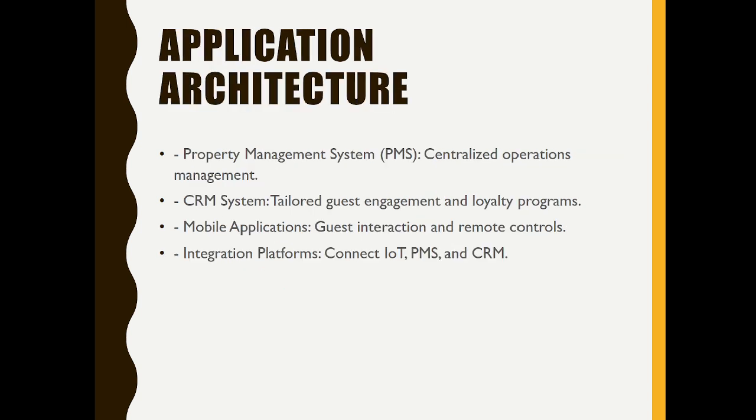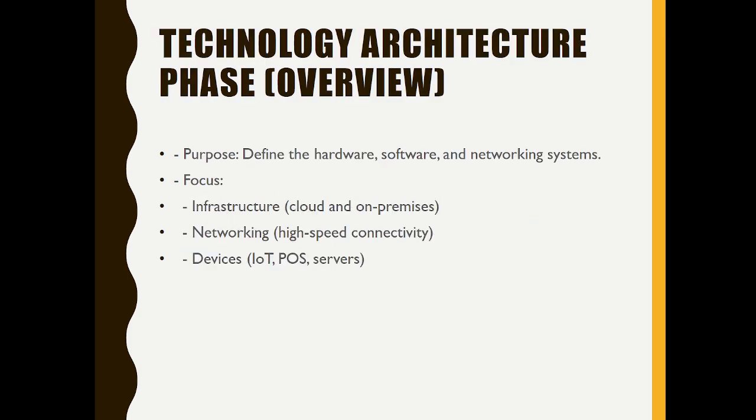For the PMS, the property management system, as we said, we can use Opera. It uses Java, a centralized operations management system, and the CRM for guest engagement and loyalty programs, mobile applications as an additional part, and integration platforms connecting IoT, PMS, and the CRM. All of this architecture we need to connect.